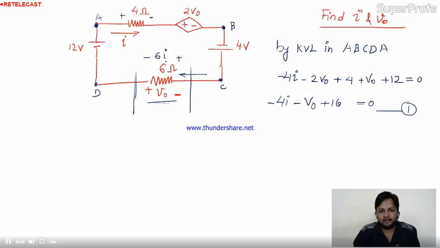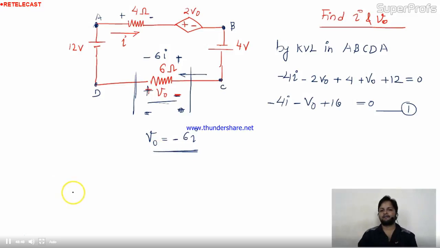Why will the polarity be this? This is higher potential, this is lower potential, because current is coming into this element from this side. So the entering terminal will be at high potential and the ending terminal at lower potential. The polarity of V0, if you observe, is given opposite to this. If the V0 polarity were given like this, we could simply say V0 equal to 6I. But here the polarities are opposite to each other, so V0 is nothing but minus 6I.